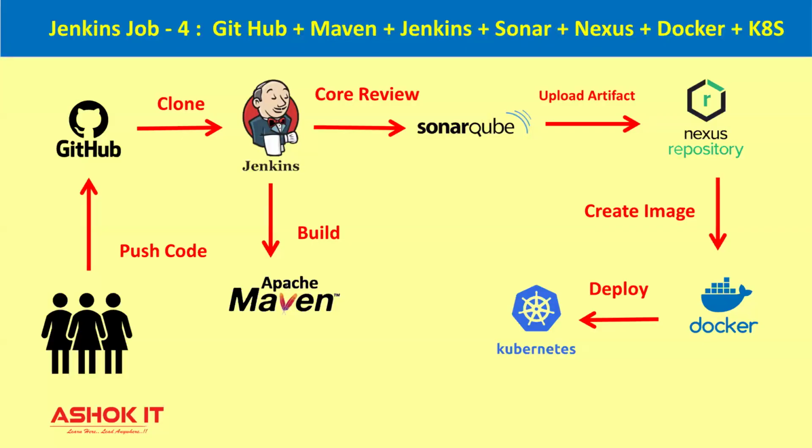This pipeline will be created by DevOps people. We need to send a request to the DevOps team to create this CI/CD pipeline, continuous integration and continuous deployment. Whenever the code changes in the Git repository, immediately we need to take that code, build that code, review that code, upload that artifact, create the Docker image, then finally deploy that project into the Kubernetes cluster. This is the workflow.